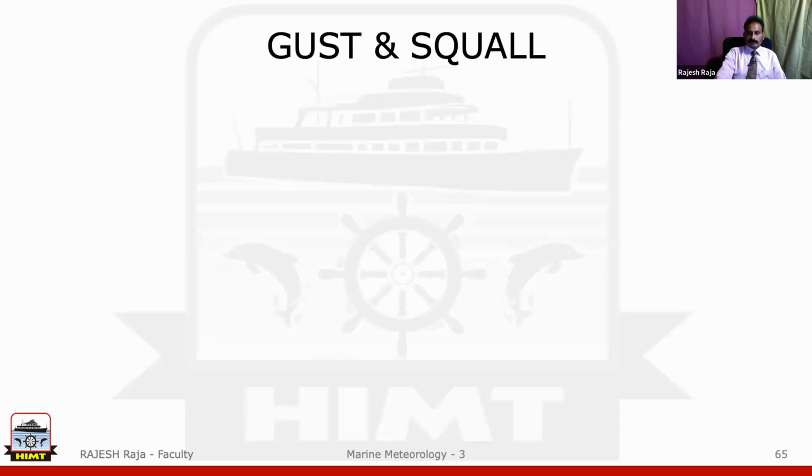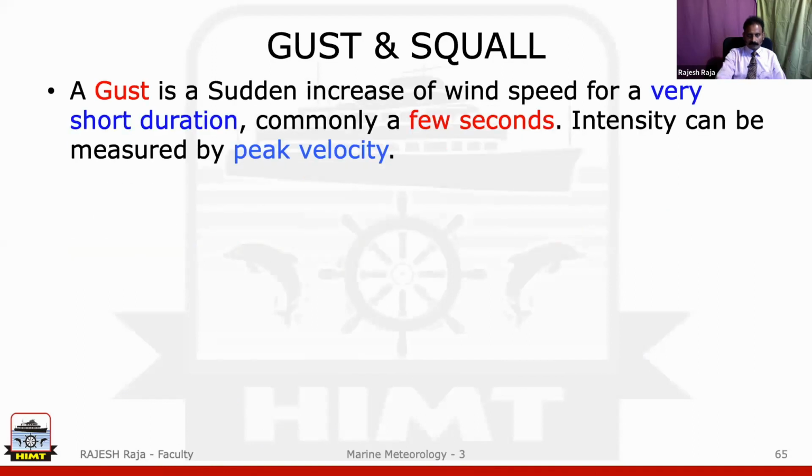Now, the last slide. We'll just quickly talk about the gust and squall. I told you you will come across this. Gust is basically a sudden increase of wind speed for a very short duration. It will be just coming as a peak for a few seconds. If you have a digital recorder on an anemometer, you can record the peak velocity. So you will see that it just comes and goes off within a second.